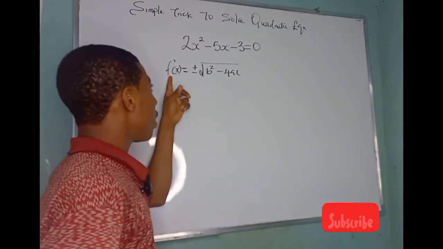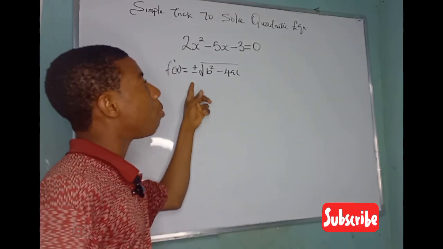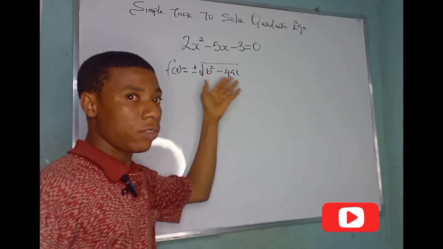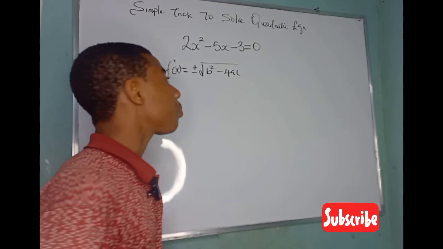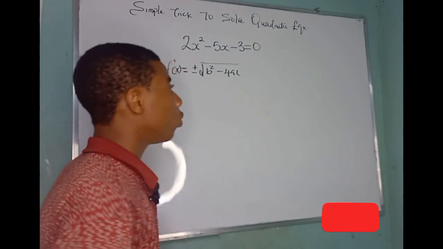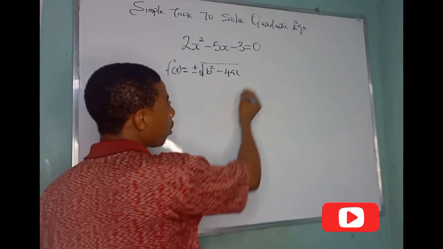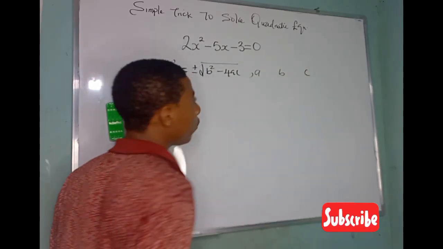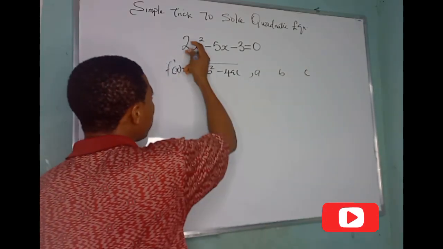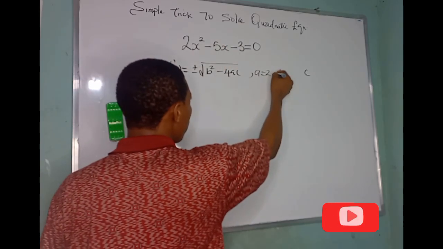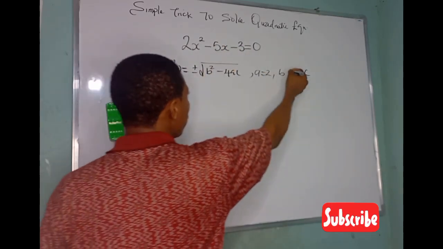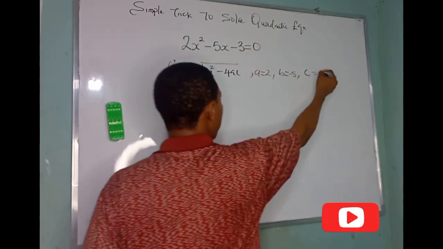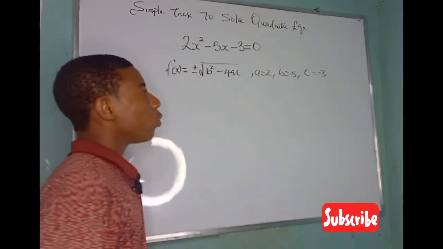This method implies that f prime of x equals plus or minus the square root of b squared minus 4ac. Now this is very, very interesting. First of all, the constants in a quadratic equation are a, b, and c. So let a equal 2, b equal minus 5, and c equal minus 3.